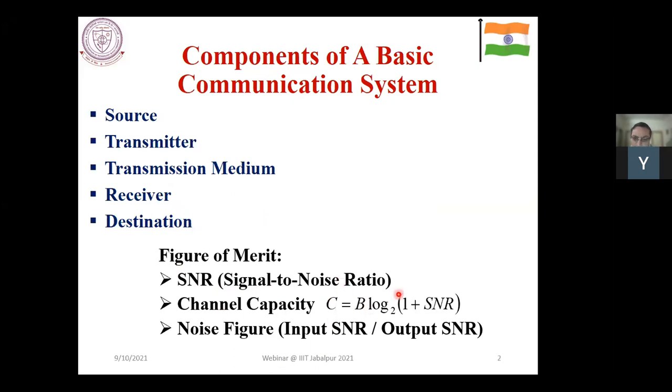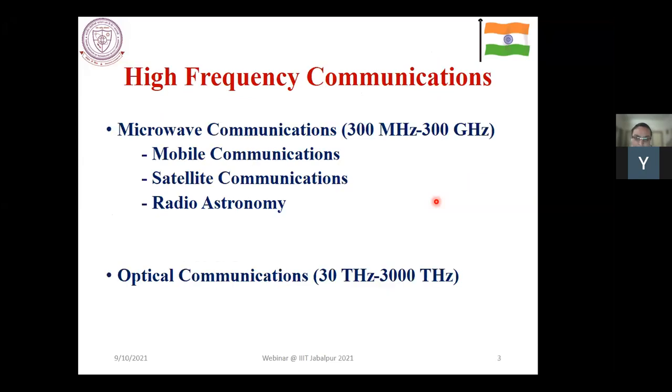Now in a communication system, you know that these are the basic figures of merit, like the signal to noise ratio and the channel capacity, which is governed by Shannon's law, where B is the available bandwidth: C equals B log 2 (1 plus SNR). Also the noise figure in the system, that is the ratio between input and output signal to noise ratio. Going forward, let me come to the high frequencies.